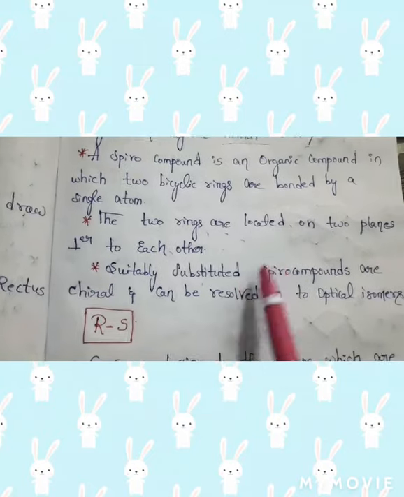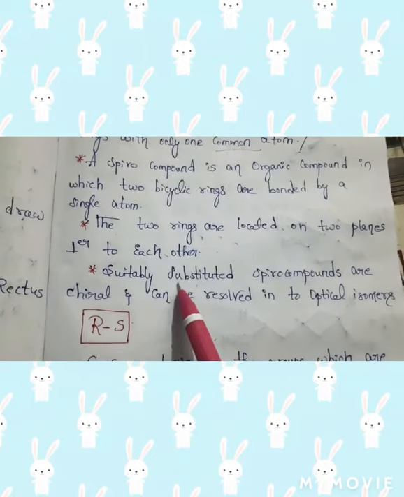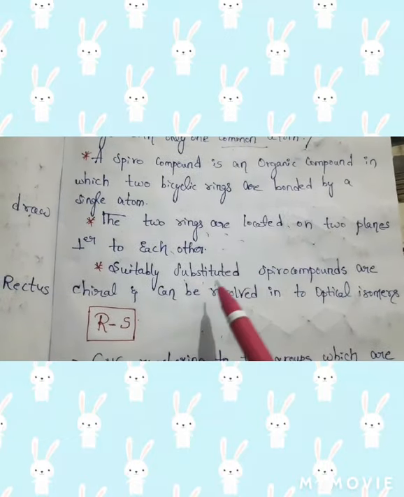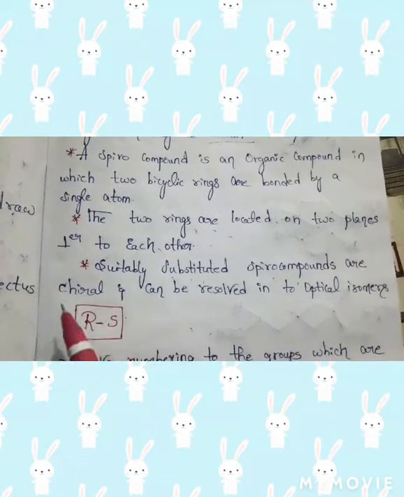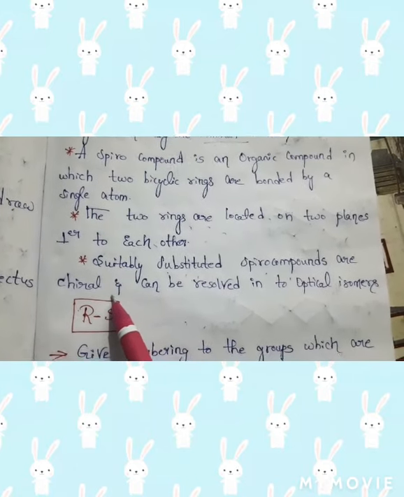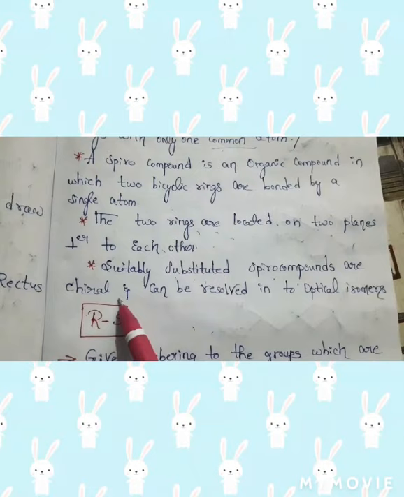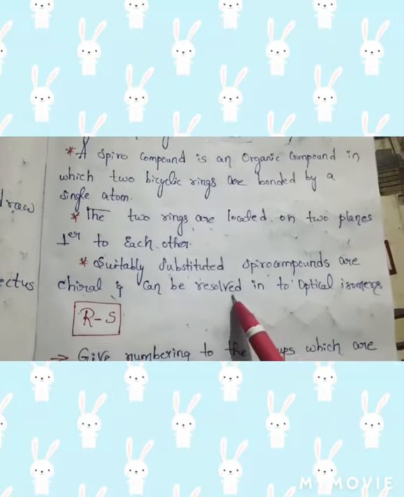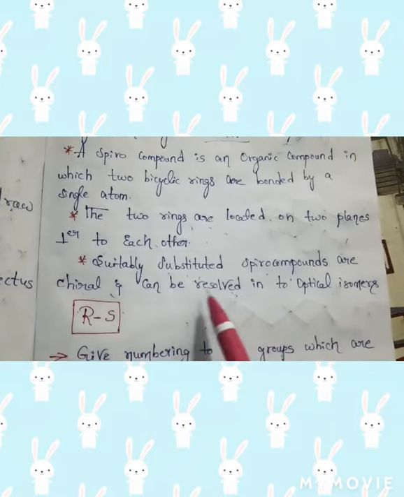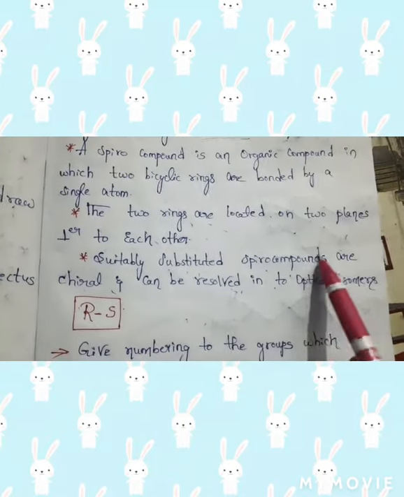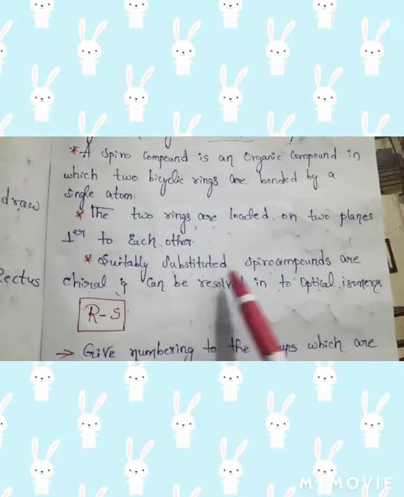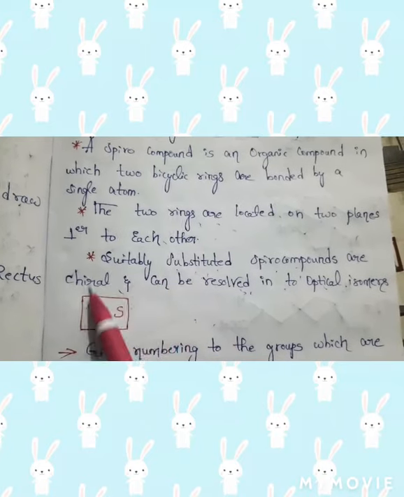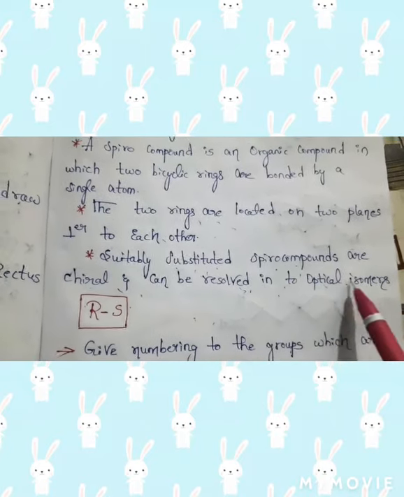Achiral means they are optically inactive, but if they are suitably substituted, whenever we substitute the spiro compounds, then they become chiral, and we can say that they become optically active. Whenever they become optically active, they can be resolved into optical isomers. Resolved means they can be separated into optical isomers. So suitably substituted spiro compounds are chiral.